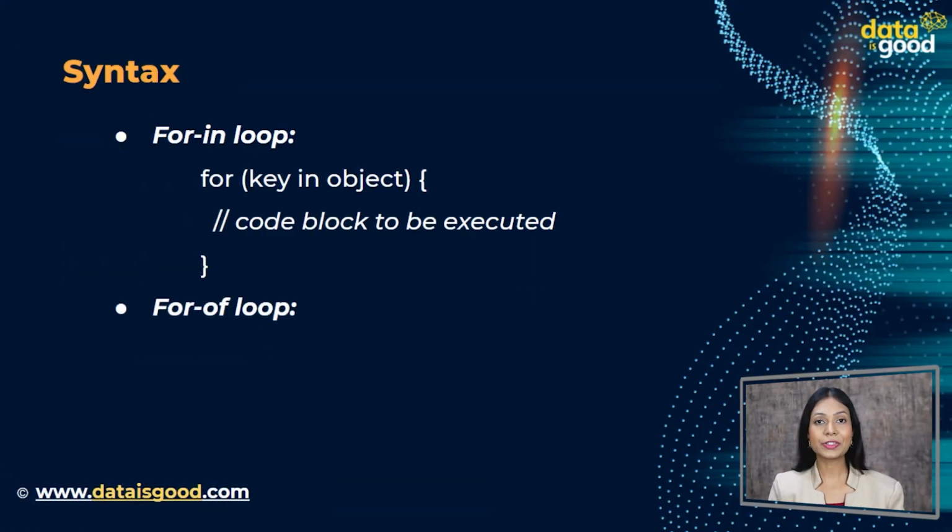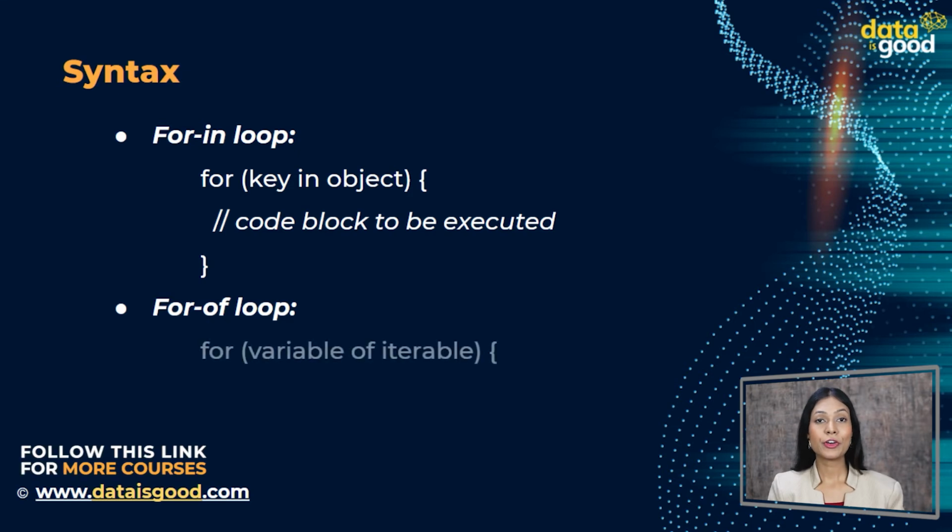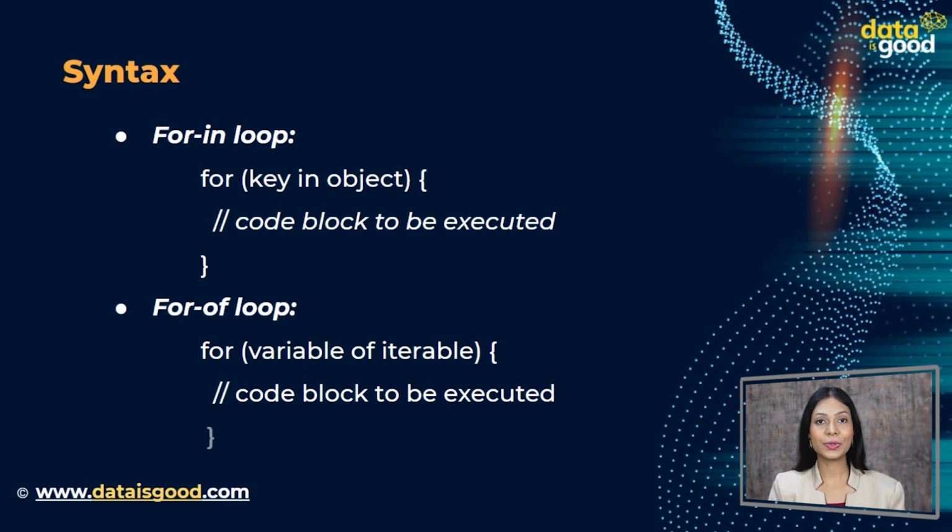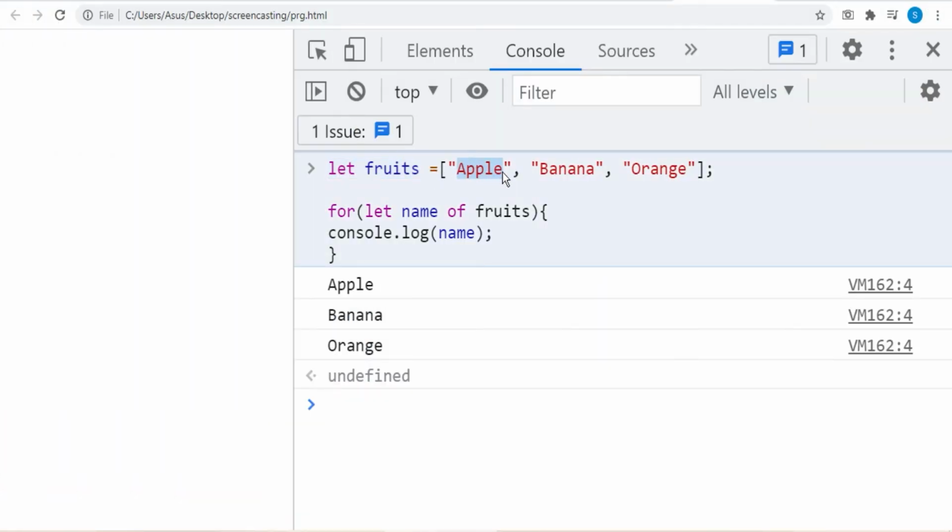For-of. Syntax of for-of loop: for variable of iterable, code block to be executed. Let us see an example. Let fruits equal to apple, banana, orange. For let name of fruits, console.log(name). Output: apple, banana, orange. Initially, we created an array of strings, then created a variable to loop through each element of the array and displayed each element of the array.